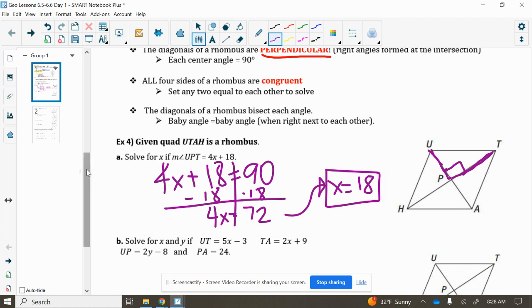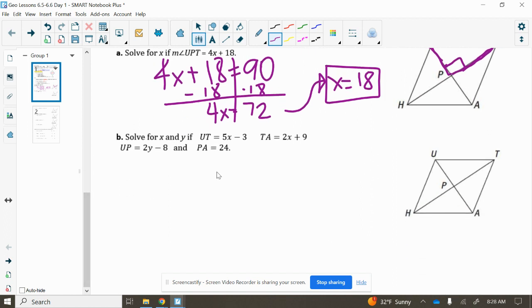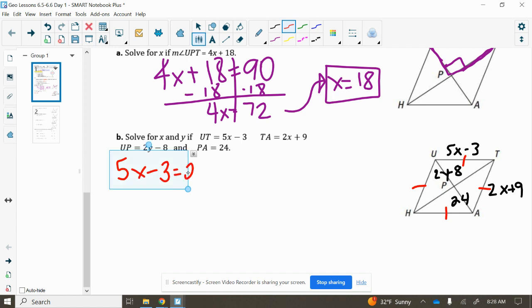In our second example, they are asking us to find the measures of x and y. So notice the couple things they're giving us. They're giving us u to t, this side is 5x minus 3, t to a is 2x plus 9, and then on the inside here, u to p is 2y minus 8, and p to a is 24. So again, one of the things that makes our rhombus so important is that all 4 of those sides now are congruent to each other. So u to t, 5x minus 3, has to equal t to a because all 4 sides are congruent.